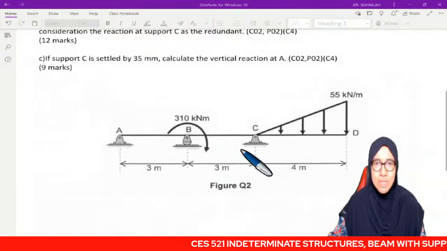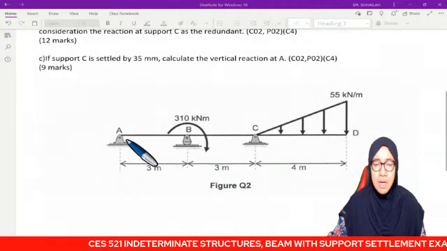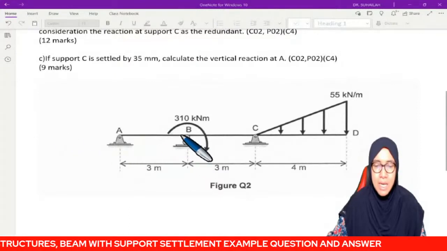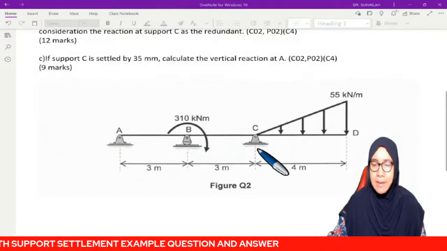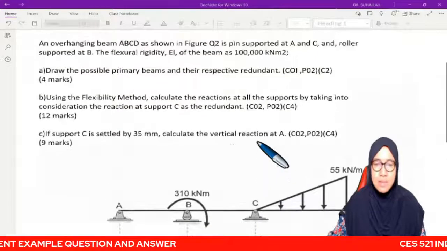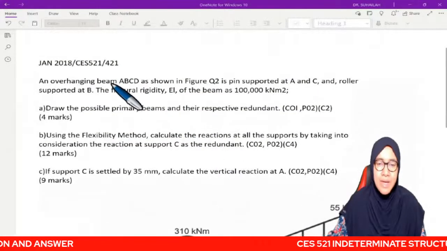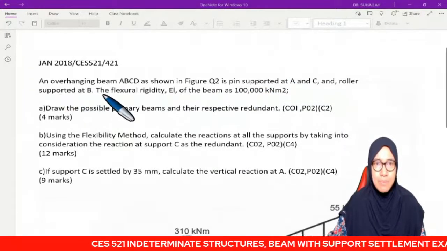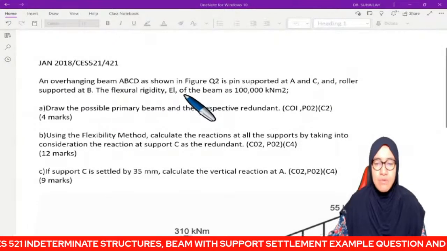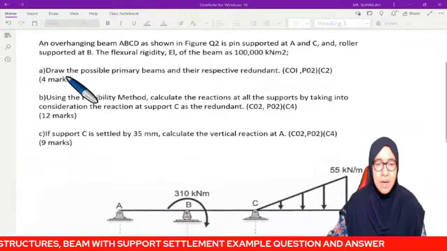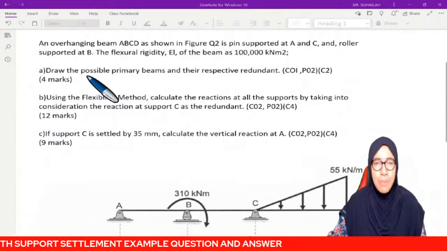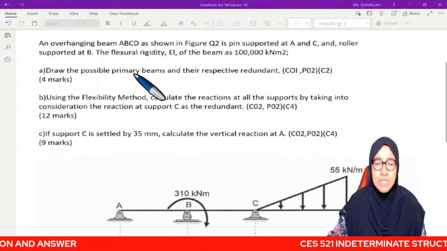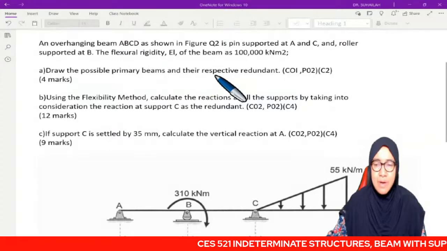If we look at the supports, we have one roller, one pin at A, roller at B, and pin at C. Okay, so let's look at the question. An overhanging beam ABCD as shown in the figure is pin supported at A and C and roller supported at B. The flexural rigidity of the beam is given. Question number 1, draw the possible primary beams and their respective redundants.